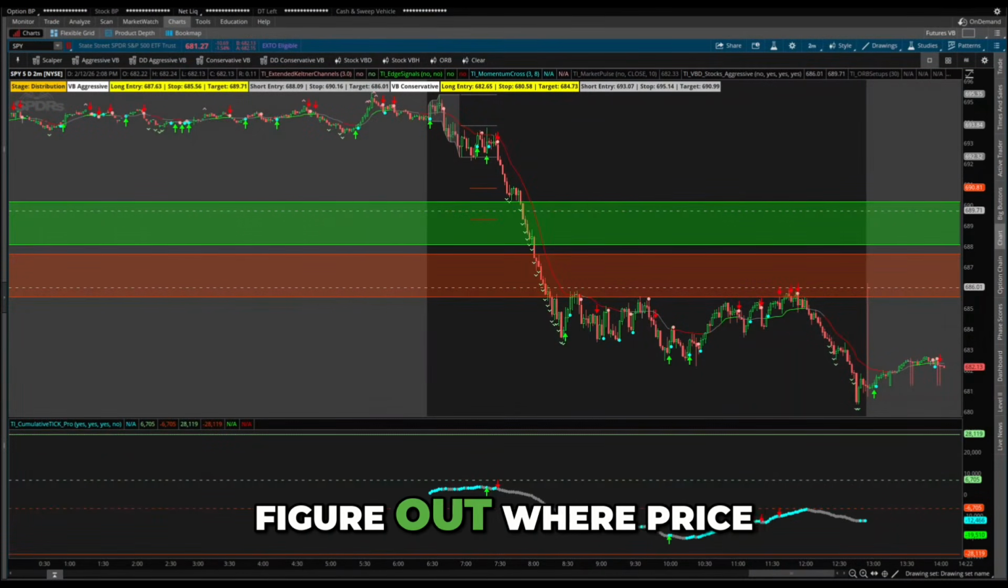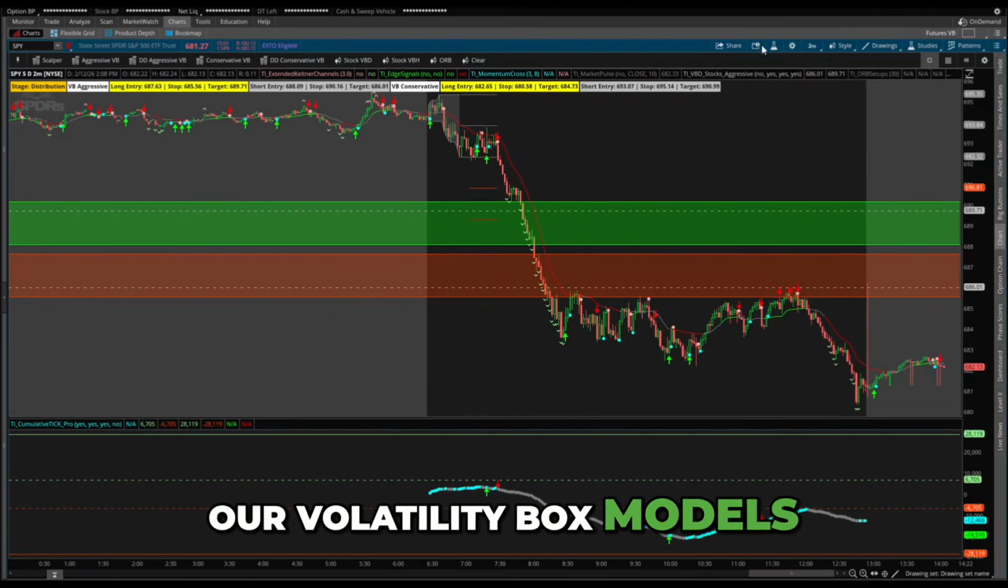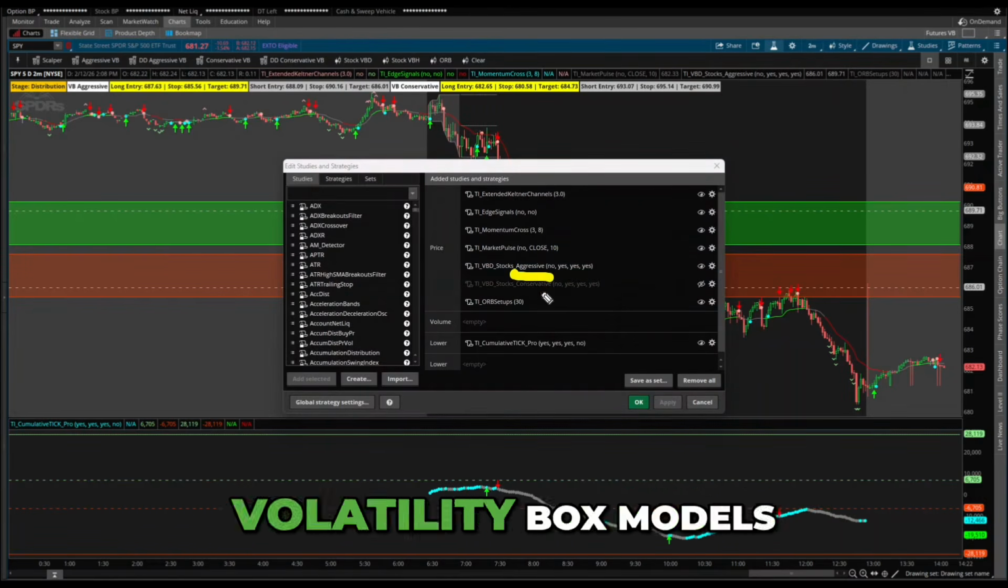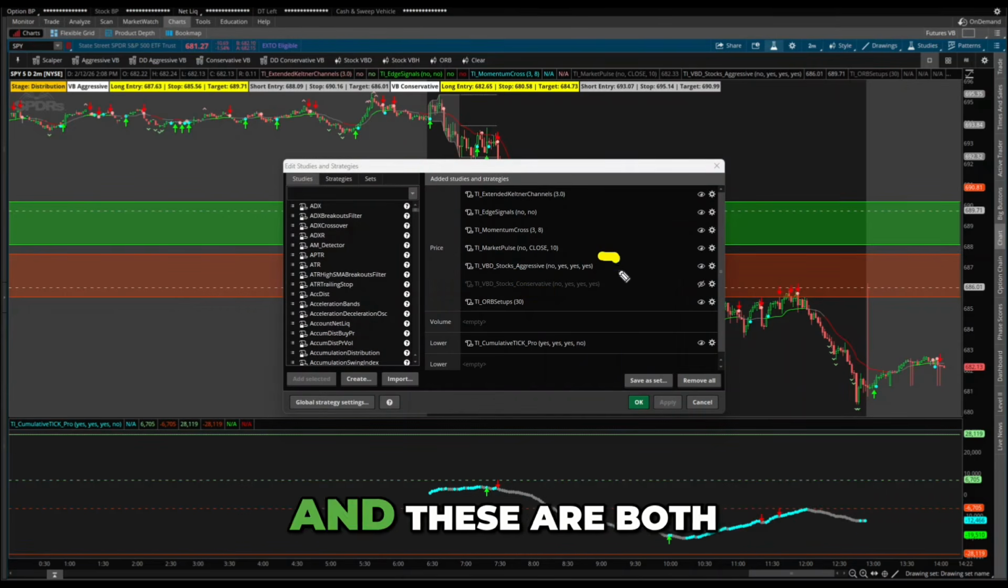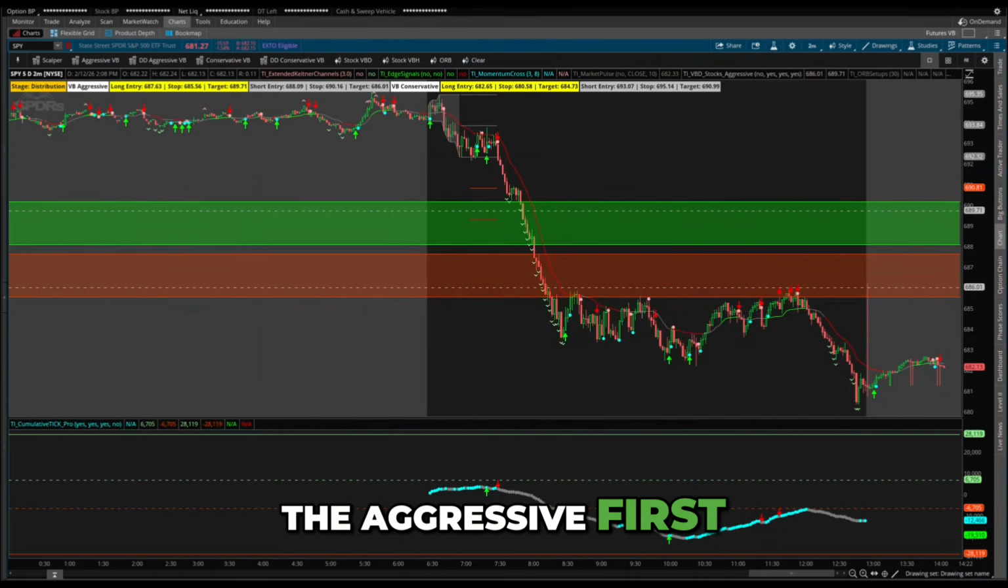Now, to help us figure out where price action is going to stop, we can load in our volatility box models. And we have two different volatility box models. We have the aggressive volatility box models, and we have the conservative volatility box models. And these are both the daily models here. Now, I'll start with the aggressive first.